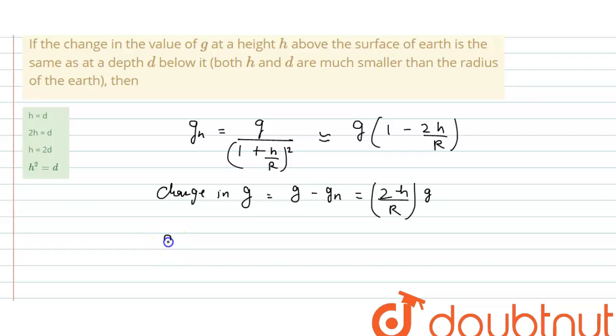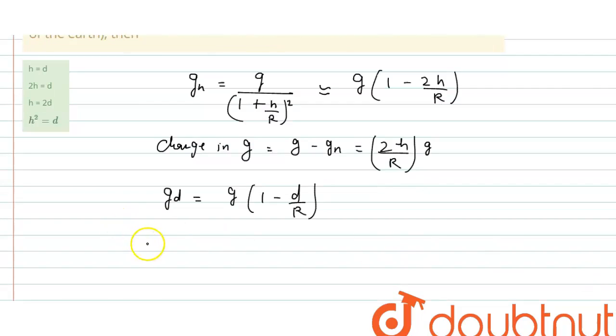Now the value of small g at depth d below the surface of Earth is given as g(1 minus d upon r). So in this case, the change in small g is equal to g minus g at depth d, which equals d into g upon r.